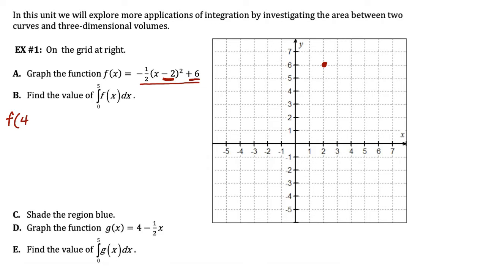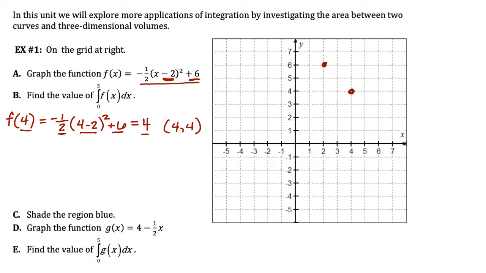So let's calculate f at 4. That's negative 1/2 times (4 minus 2) all squared plus 6. Mental math that, no need to show all your work. 2 squared is 4, negative half of 4 is negative 2, and plus 6 is 4. So we have the ordered pair (4, 4). We're going to go over 4 and up 4.